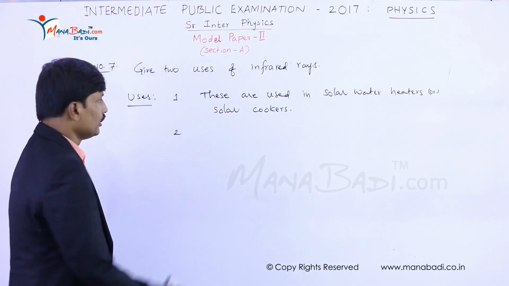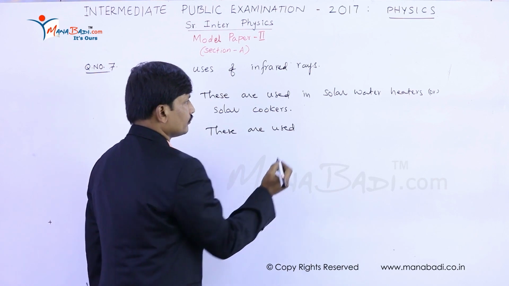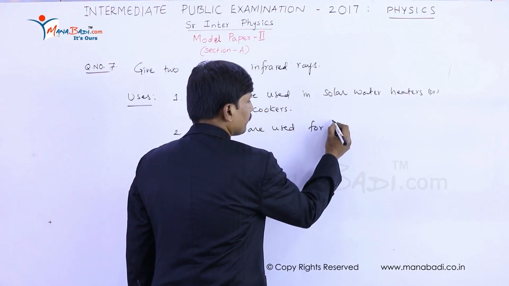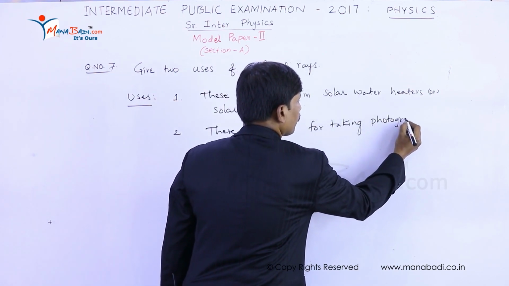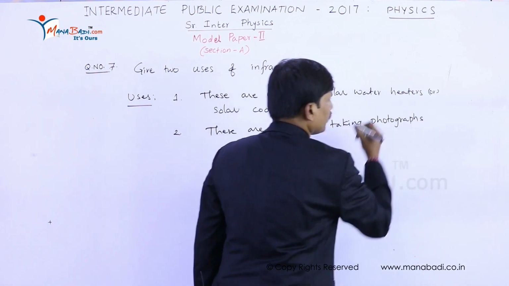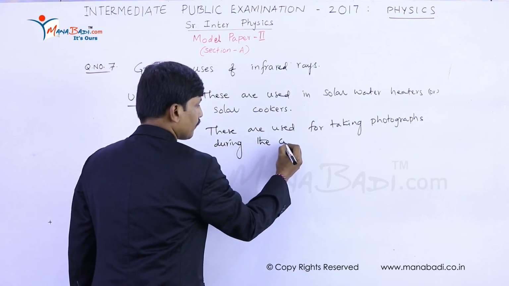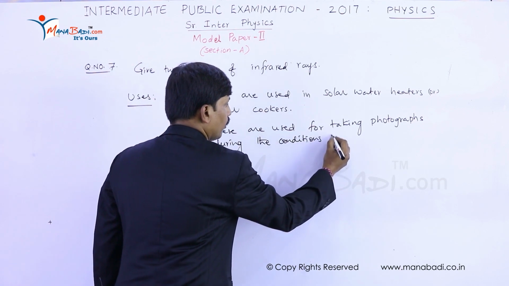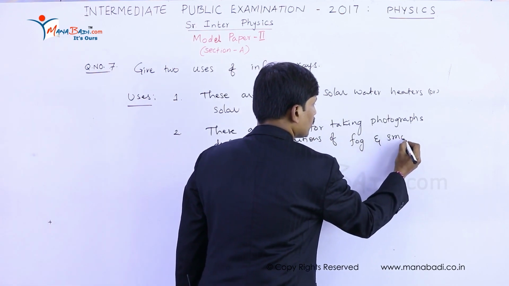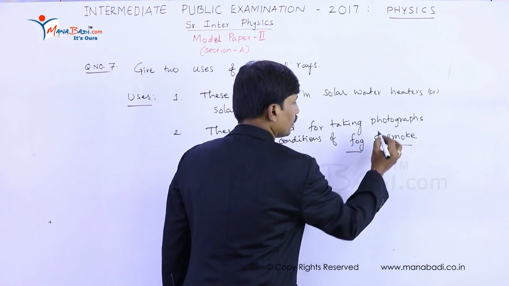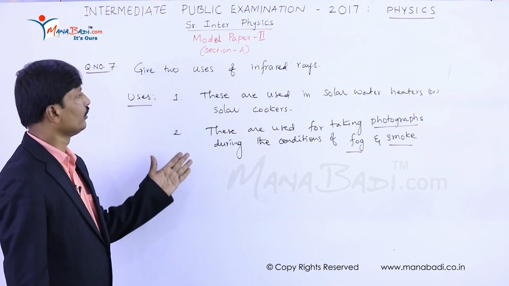Second one, these are used for taking photographs during the conditions of fog and smoke. These are the uses of infrared rays.